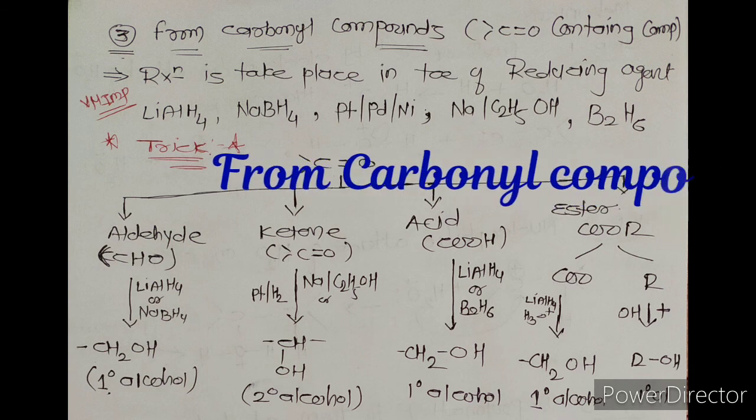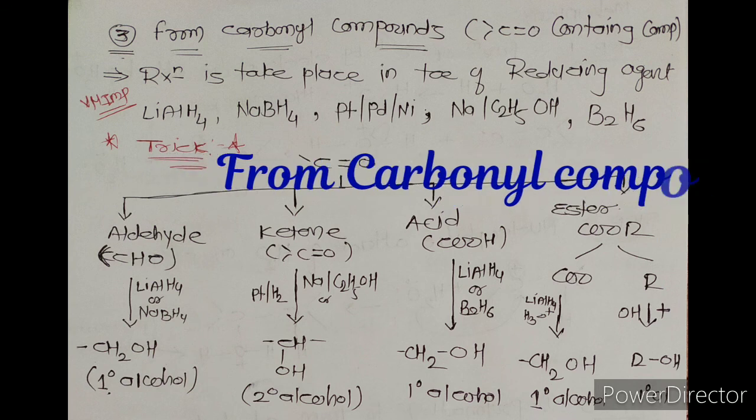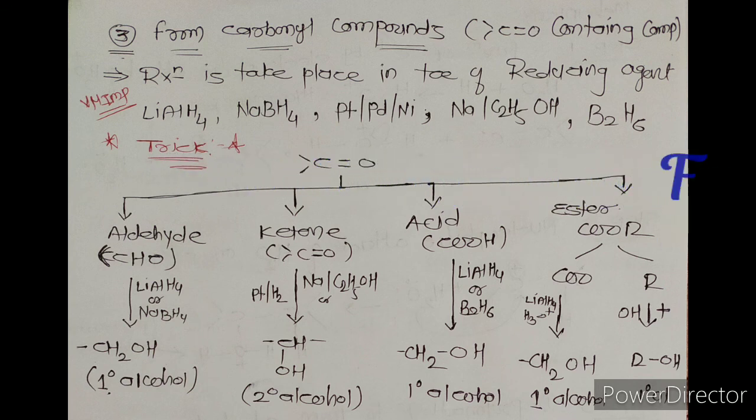Now the third type: preparing alcohol from a carbonyl compound. Here, a carbonyl compound means any compound which contains the C=O functional group. Remember, this reaction takes place with reducing agents like lithium aluminium hydride, LiAlH4, sodium borohydride, NaBH4, or metals like platinum, palladium, nickel, or in the presence of ethanol, or in the presence of diborane, B2H6. These are the reducing agents.